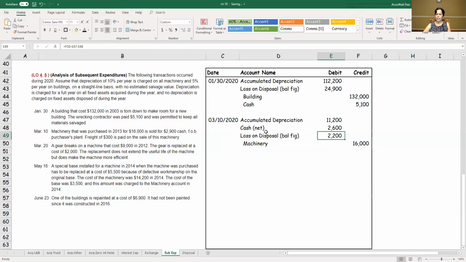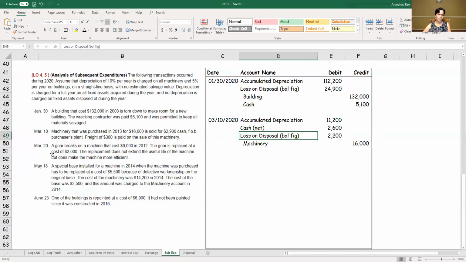So in both these cases, I'm getting rid of the asset. In this case, I'm just completely demolishing the asset. I had to pay $5,100 to get the job done. I had to first calculate the accumulated depreciation to find out the book value of the asset before I could get the loss. Same thing over here. I had to calculate the accumulated depreciation. I got money, but I also paid money. So the net amount is what I put here before I could find out what my loss on disposal is.